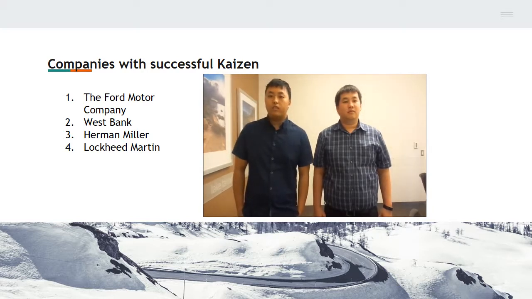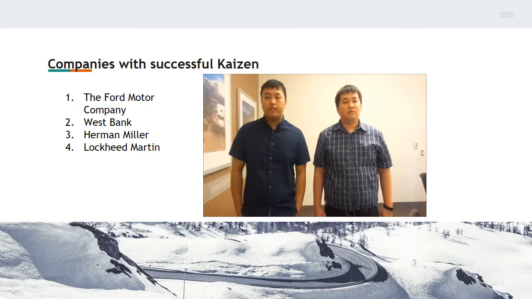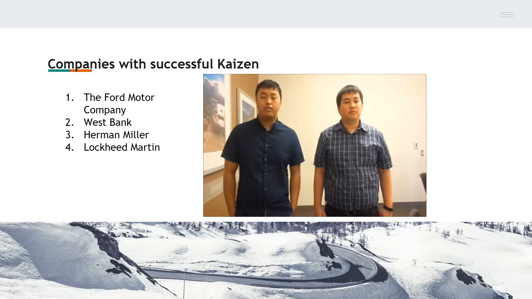In 2014, Ford announced that they would be creating over 5,000 jobs in the United States through the usage of Kaizen costing.